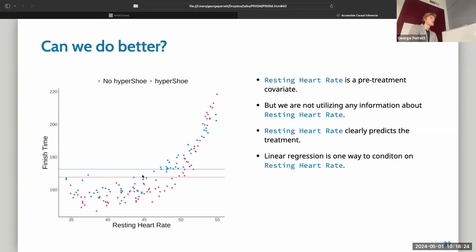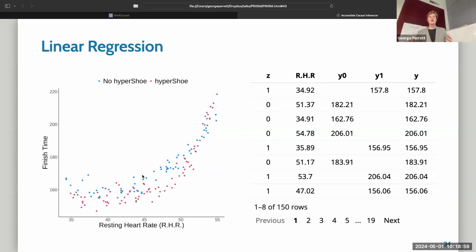So how do we get more efficient? Well, one way is we can improve our statistical model. Resting heart rate is a pre-treatment variable, and we're not utilizing any information about resting heart rate with the difference in means. Our statistical model is constant over resting heart rate. But we can see from the plot that resting heart rate clearly is predictive of finishing time. And so linear regression is one simple way. It's a straightforward way that we can condition on resting heart rate and use that information to estimate the SATE better. So how is linear regression going to work?